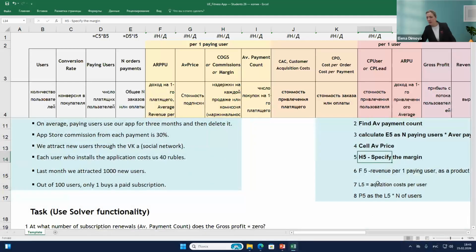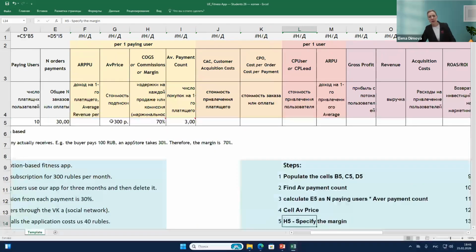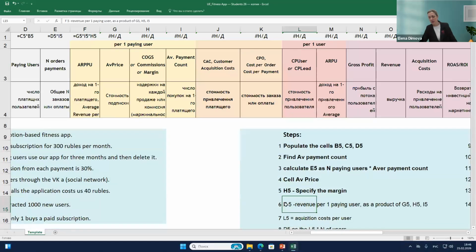Now we should move to the next point. For the F5, it's the average revenue per paying user. We need to multiply the number of the paying users, then G5, H5, I5. So J5, H5, I5. Yes. So what does it mean? It means that for every paying user, if our subscription is 300, they make 3 purchases, and it's only 70% that we get as a company. Multiplying all these elements gives us the revenue that we get for the paying user. So that's what we get from the buyer.